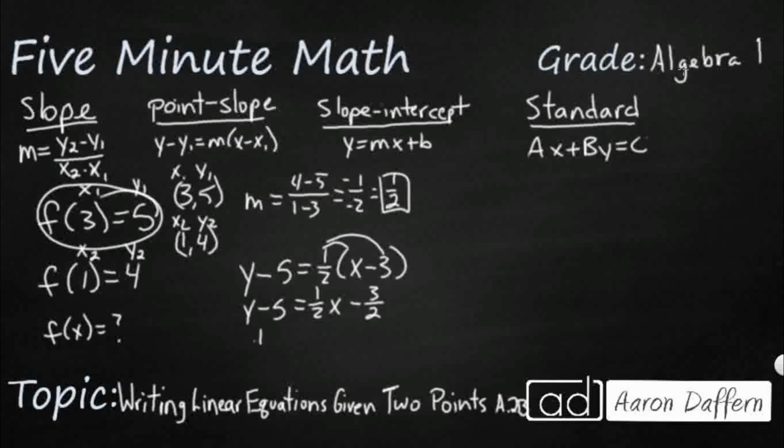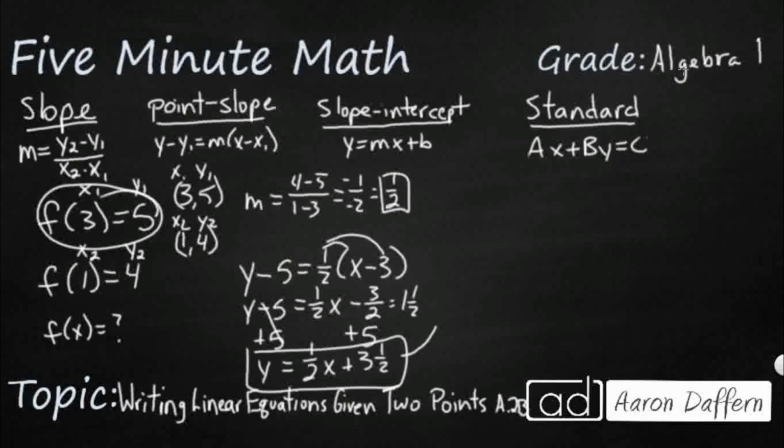Now we need to add 5 to both sides, right, to isolate that y to get us into our slope-intercept form. So that's y equals 1/2 x. Now I've got the plus 5 minus 3/2. Really, that's just 1/2. So 5 minus 3/2, that's going to be 7/2. Go ahead and put that into a mixed number. So that's how we would write that in slope-intercept form.